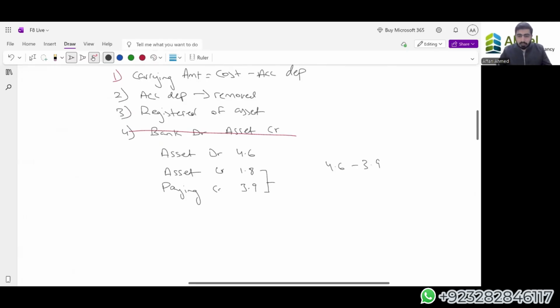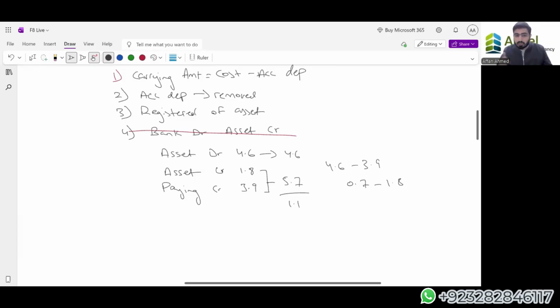So if I subtract 3.9 from 4.6, I get 0.7. The asset that I'm purchasing is 0.7 net of the cash, and the asset that I'm giving in exchange is 1.8. In simple terms, if I add both of them, they come to 5.7. I'm giving things worth 5.7 and taking 4.6. So I'm having a loss of 1.1. The problem here is not that I am having a loss of 1.1. The problem is whether you have calculated and recorded the loss of 1.1 accurately or not. That is the thing that we have to check.